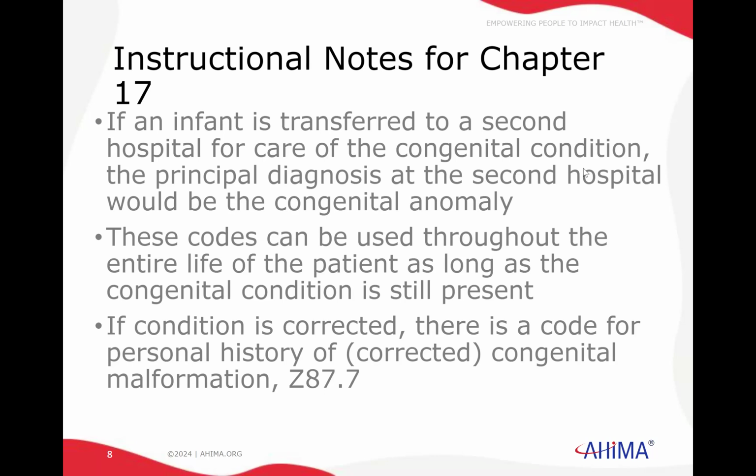Now, we always think of these congenital anomalies as just pertaining to infants, maybe newborns, but they can be used throughout the entire life of the patient as long as the congenital condition is still present. If the condition is corrected, there is a code for a personal history of corrected congenital malformation, the Z87.7.